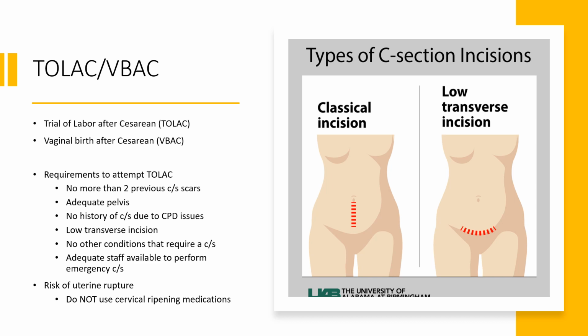You also have to have no other conditions that require a C-section. For example, your baby can't be in a transverse position. You can't have a accreta or a previa or anything like that. And also, you have to make sure you have adequate staff available to perform an emergency C-section. What we're worried about is uterine rupture here. Remember, if that uterus ruptures, we need to get you back to the OR ASAP.